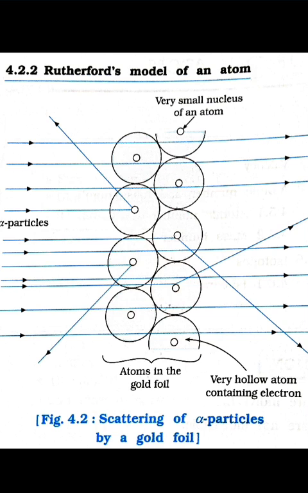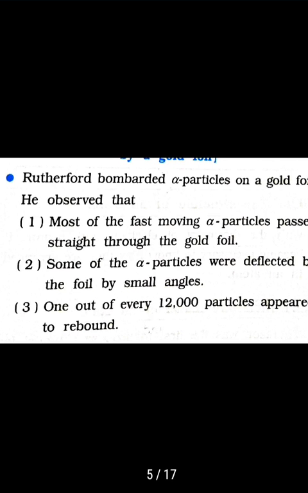Third observation, 1 out of every 12,000 particles appeared to rebound. That is, a very few alpha particles appear to rebound after falling on this gold foil. So these were the observations of Ernest Rutherford after conducting the gold foil experiment. And from this, he made certain conclusions.